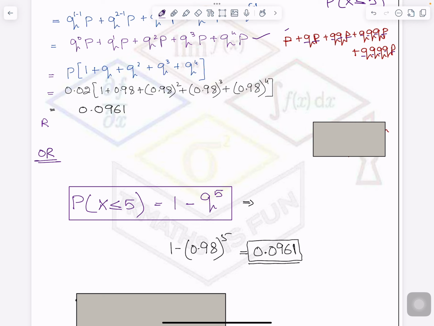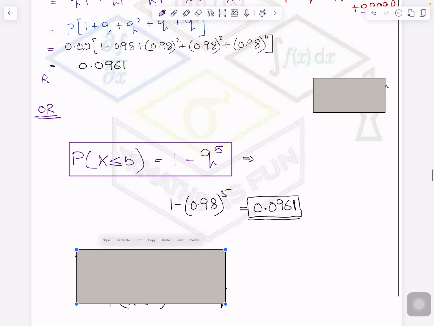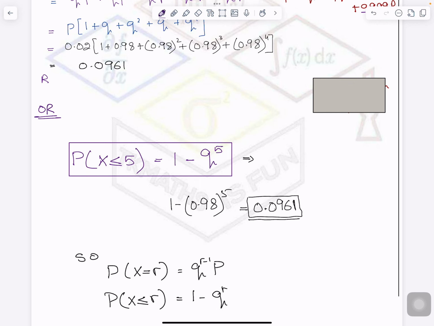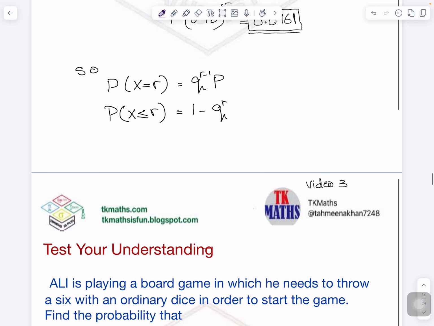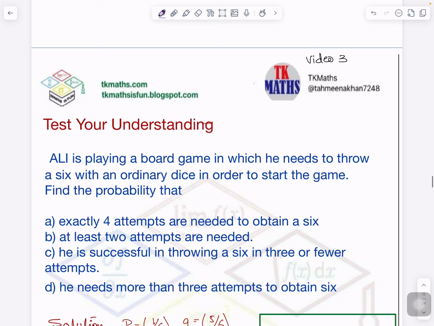Right? And I got the answer here. So now in part 1 and part 2, we have seen these 2 formulae. Right? So now this question is here for you to try and check your understanding.